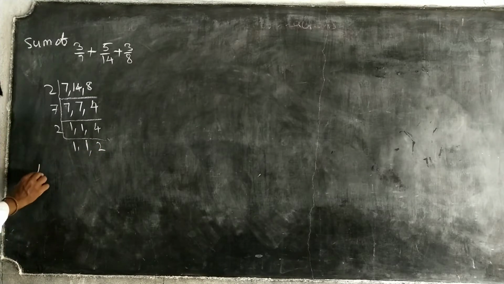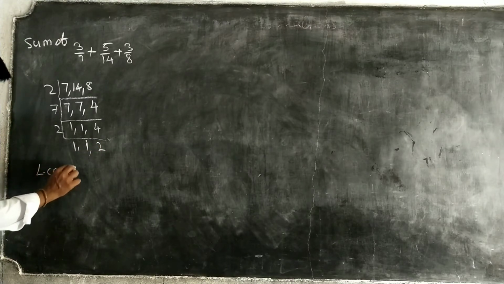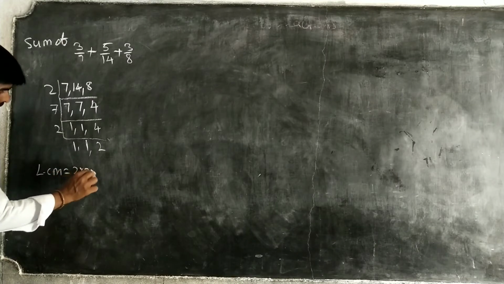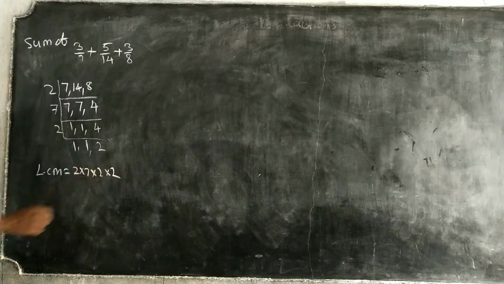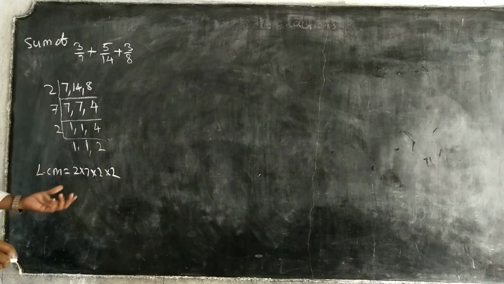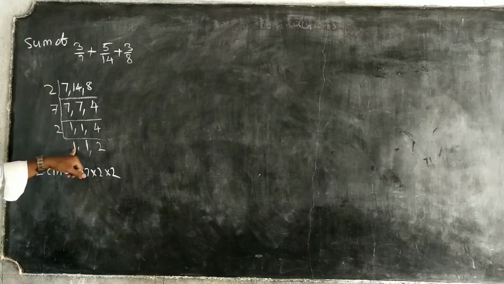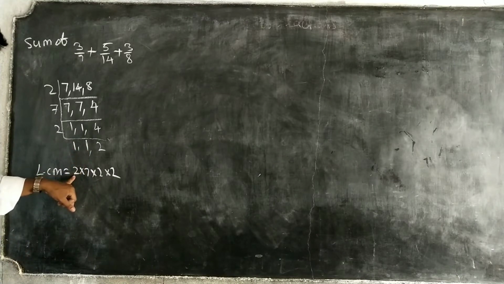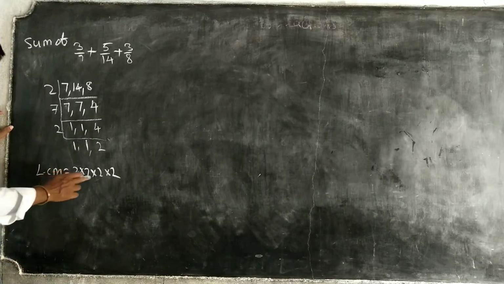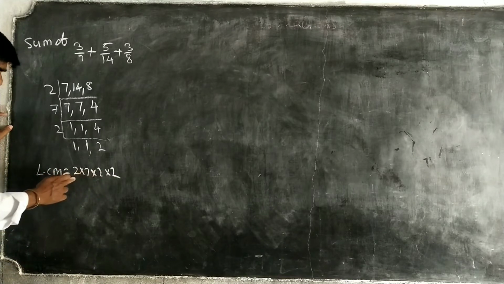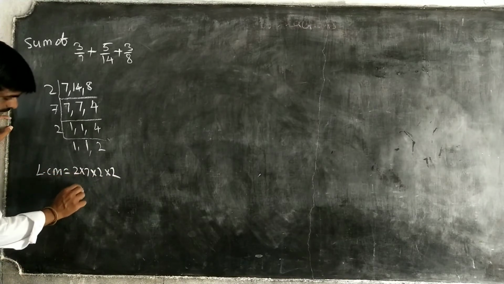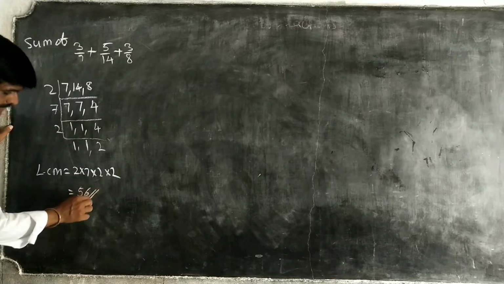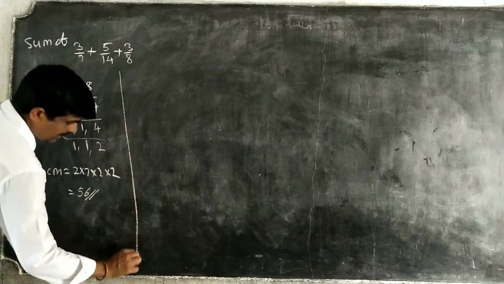Therefore LCM is equal to 2 into 7 into 2 into 2. It's because 1 into something is that something, that's why I am not taking 1. That is equal to 2 2s are 4, 4 2s are 8, 8 7s are 56. 56 is the LCM. Next, how are we doing addition?